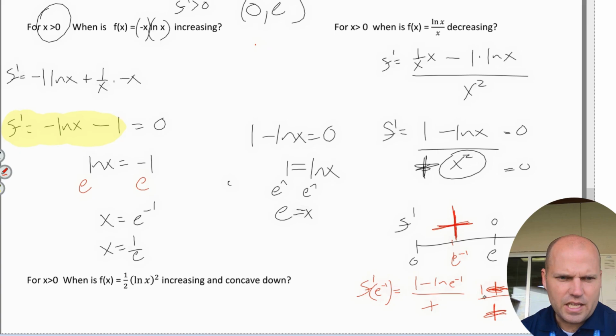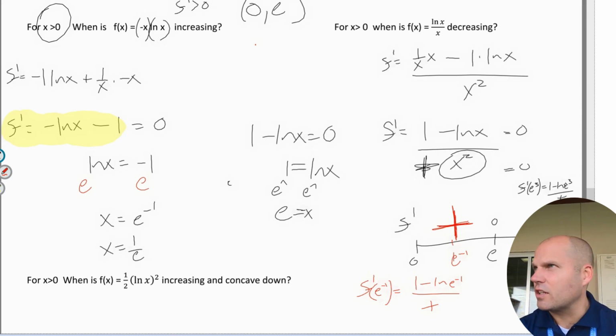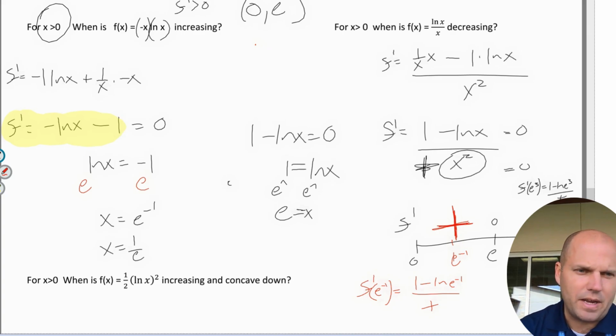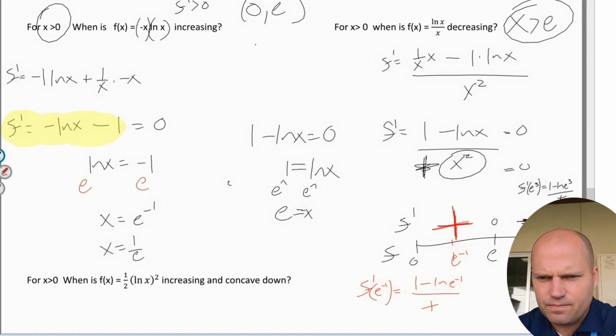If you plug in e cubed, you get 1 minus the ln of e cubed over something positive. The natural log of e cubed is 3, so that's 1 minus 3. That's going to be a negative. We are decreasing for all x's bigger than e to infinity, because that's when f prime is negative. F decreases.